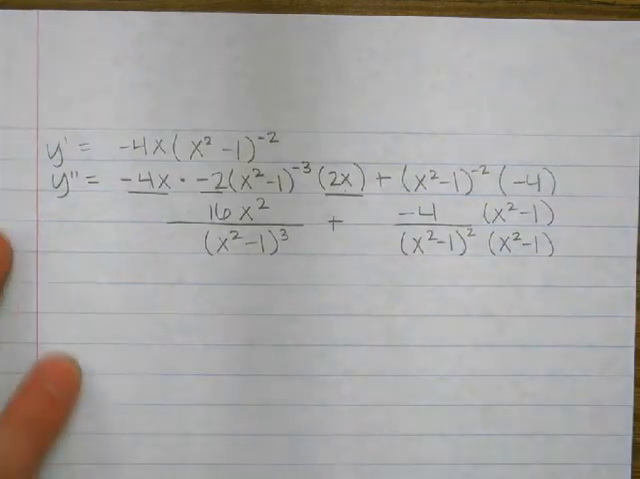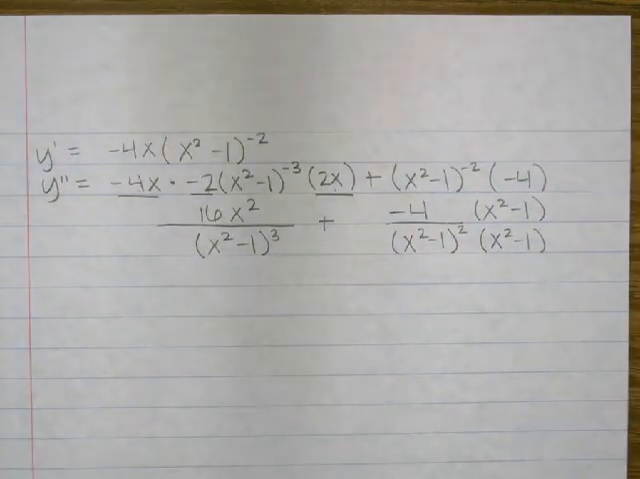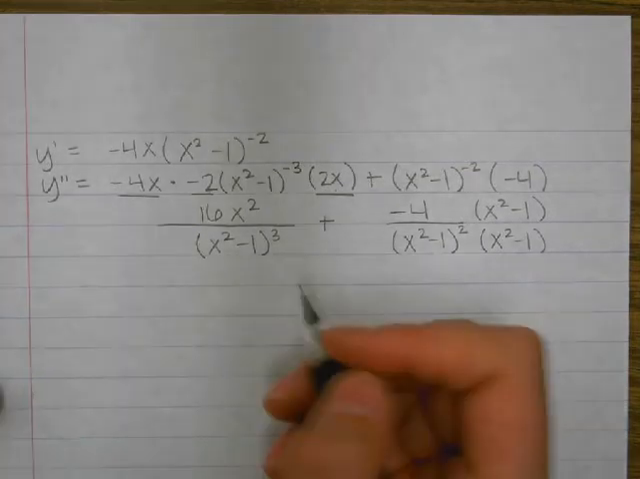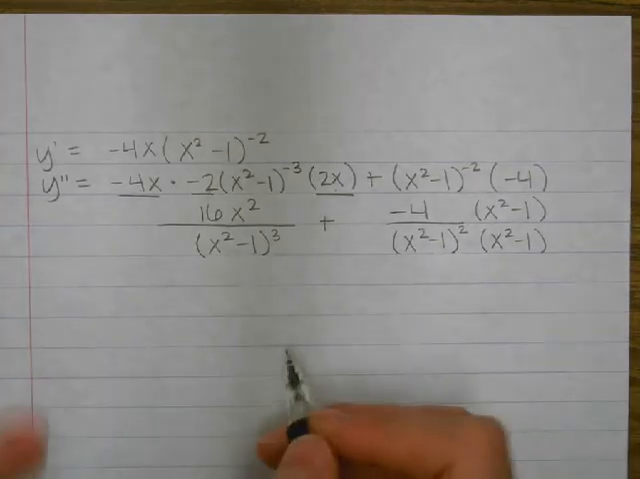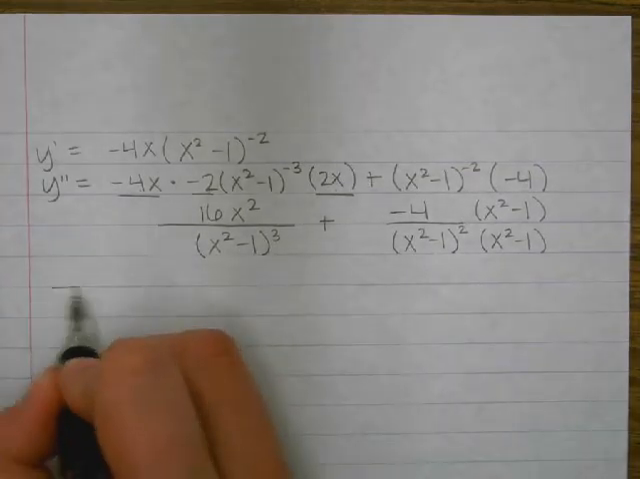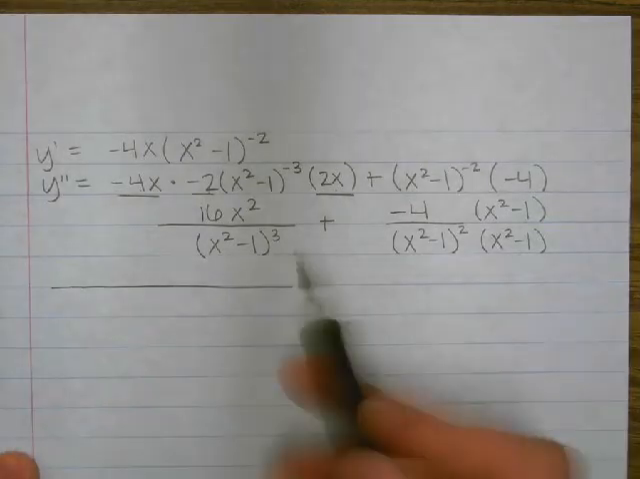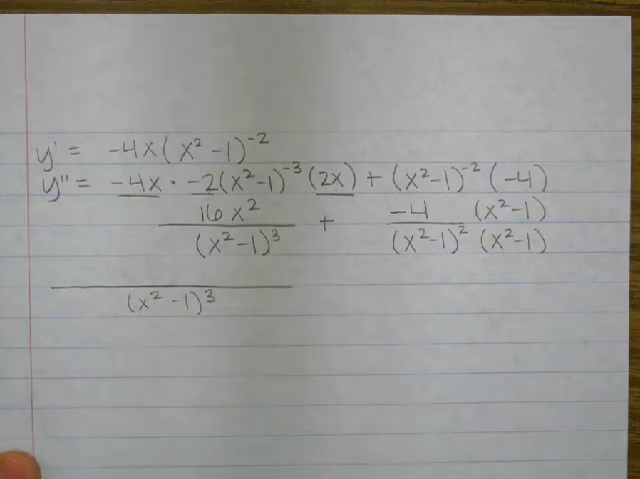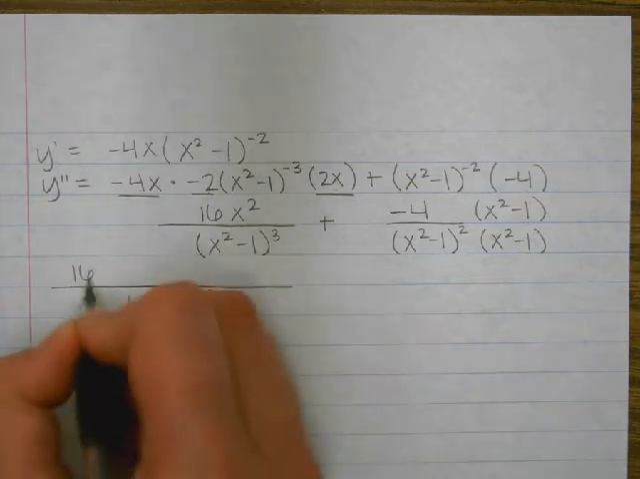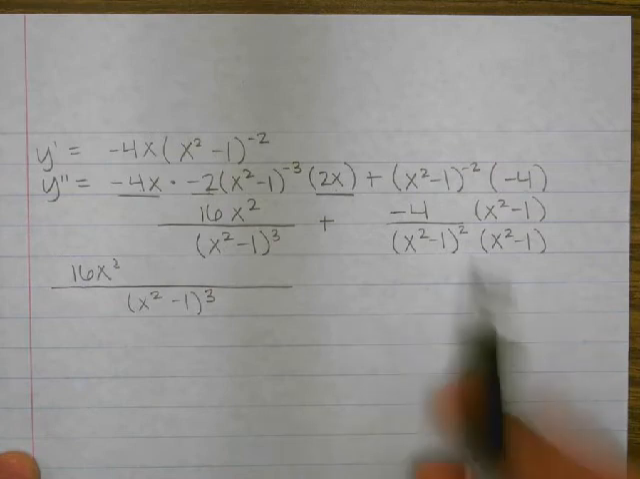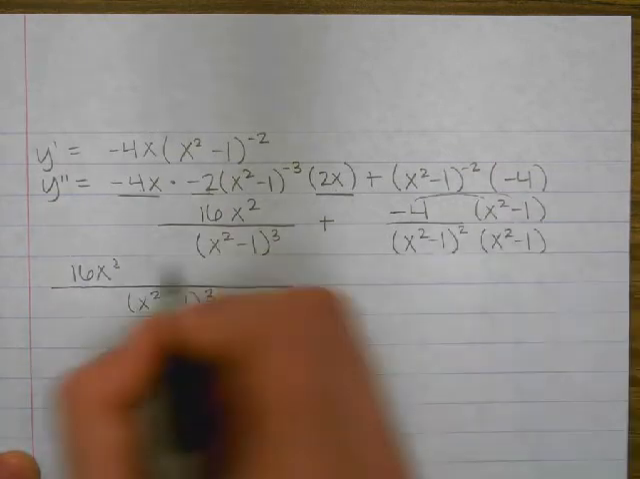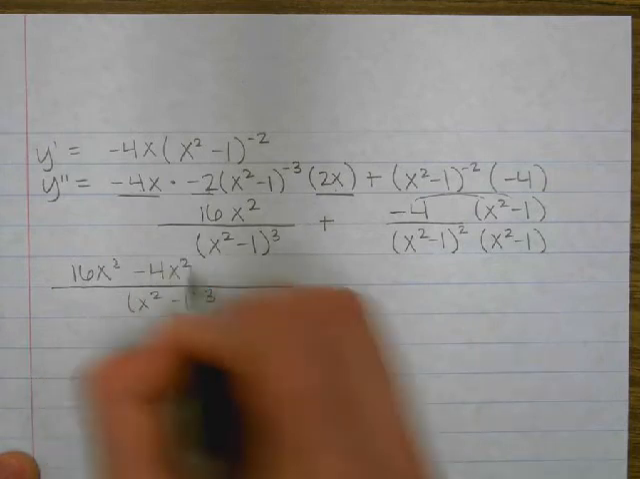And I know that this is kind of an obnoxious process, but I promise you this is easier than what I went through when I tried to do the quotient rule. I'm not kidding you, I gave up. I don't know if I did something wrong, but I didn't feel like going back and checking it. So at this point, both of our denominators are the same, (x squared minus 1) to the third. This one is still 16x squared, so that one's good. And then over here I can take this negative 4 and go ahead and distribute it. So that gives me negative 4x squared plus 4.